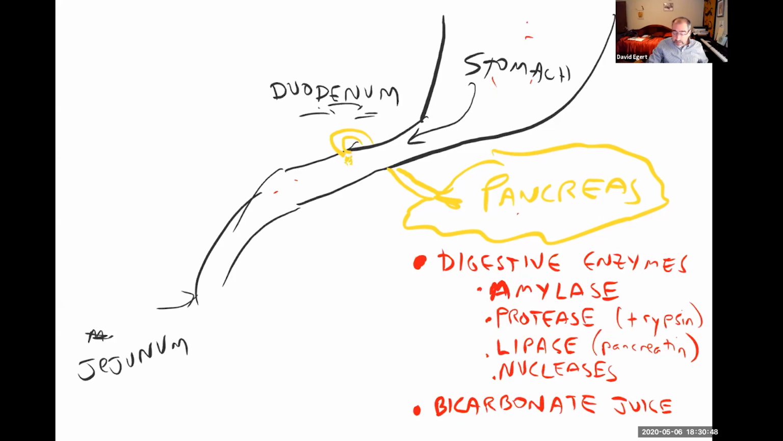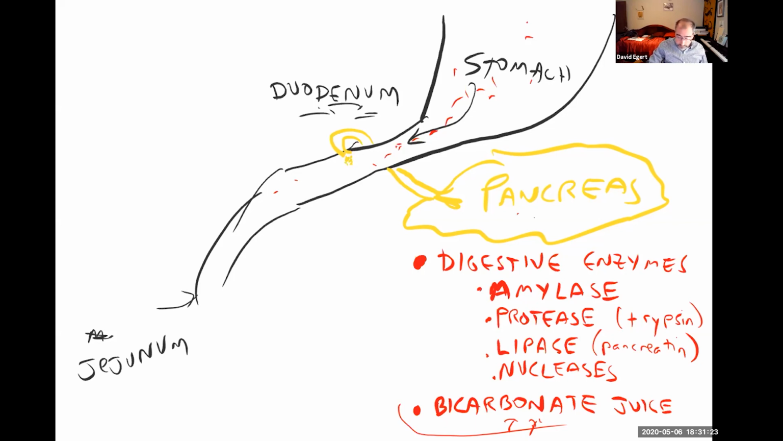Bicarbonate, HCO3 minus, this is baking soda. This neutralizes acid. The stuff that's coming in from the stomach is very acidic. The bicarbonate juice neutralizes the acid and actually makes the digestive goo alkaline for the rest of its passage through your digestive tract. So that's bicarbonate juice and digestive enzymes from the pancreas.